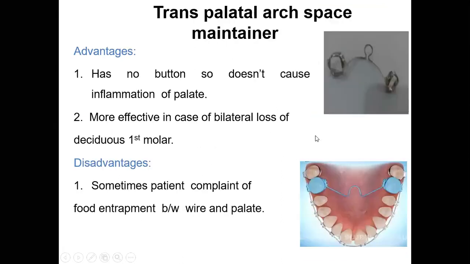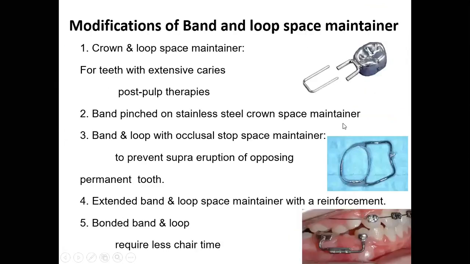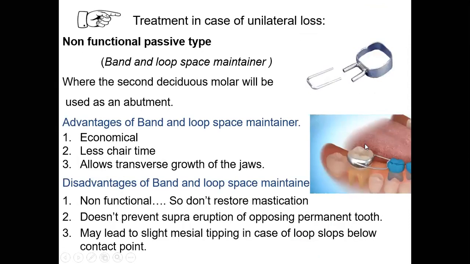Can you see here? I'm talking about this one, unilateral one. You see here in this case, the 6 was banded and the loop was going mesially, attaching to the 6 or the first deciduous molar. Oh, sorry, whatever the tooth is there.